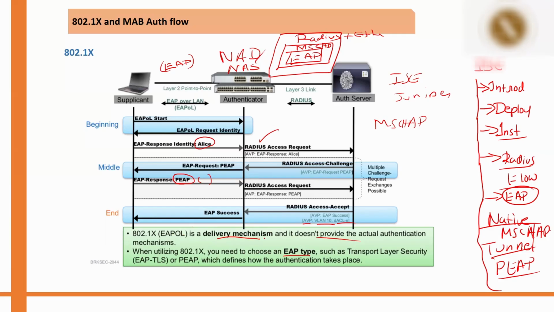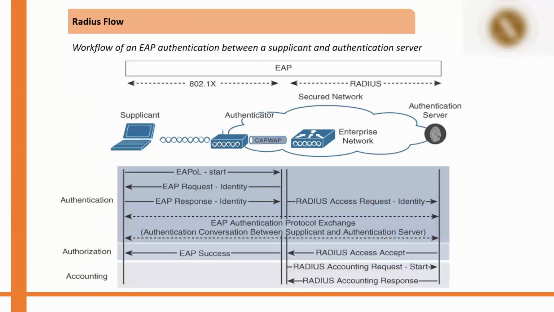802.1X EAPOL is a delivery mechanism, and it does not provide the actual authentication mechanism. The authentication mechanism is with the EAP type. It is an authentication mechanism such as Transport Layer Security, EAP-TLS, or PEAP, which defines how the authentication takes place. I hope this concept is clear.